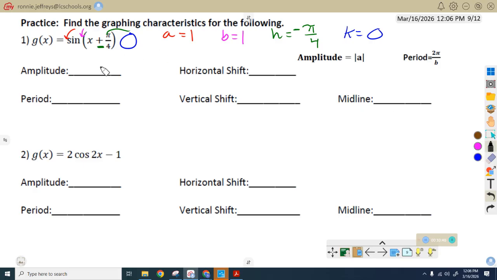All right, amplitude. What's the absolute value of A if A is 1? 1. Okay. Our period is 2 pi over B, so 2 pi over 1 is 2 pi. All right, horizontal shift. This is our H. If it's negative, it goes left. Well, it depends on which way you're facing.